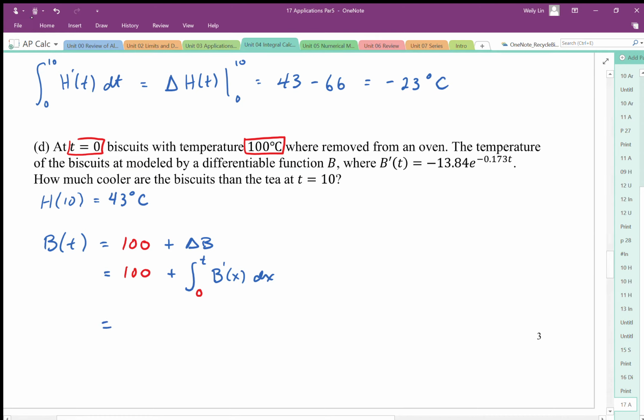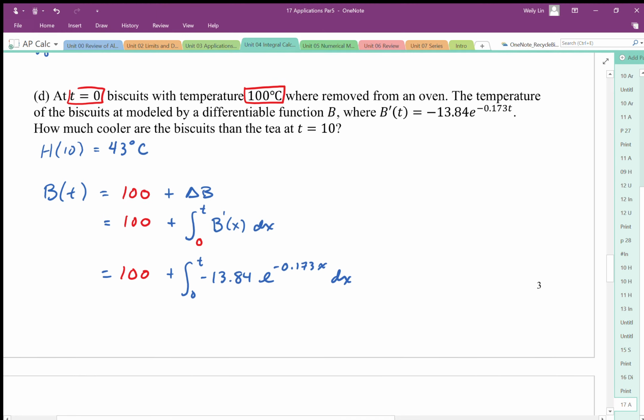So now it's going to look like this. This is now my function B that calculates the temperature of the biscuits. And it's going to be negative 13.84 e to the negative 0.173 x, times dx. Okay, so then I need to put that into my calculator and I need to find the area under the curve. So this is my B of t function.